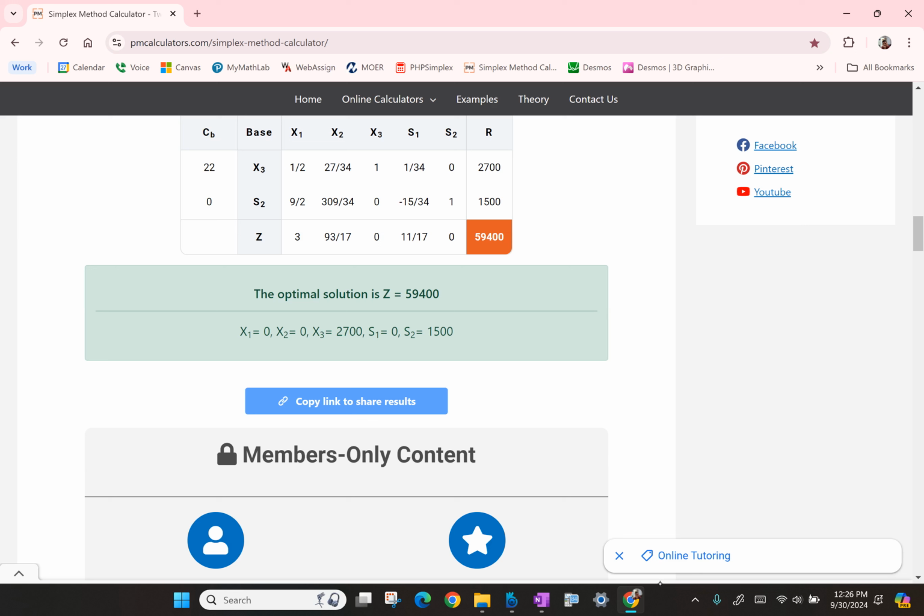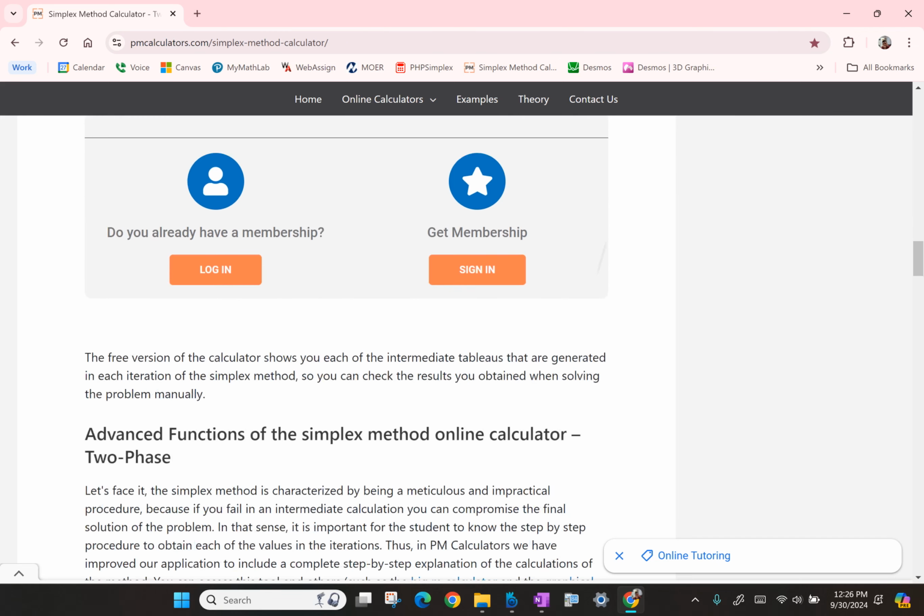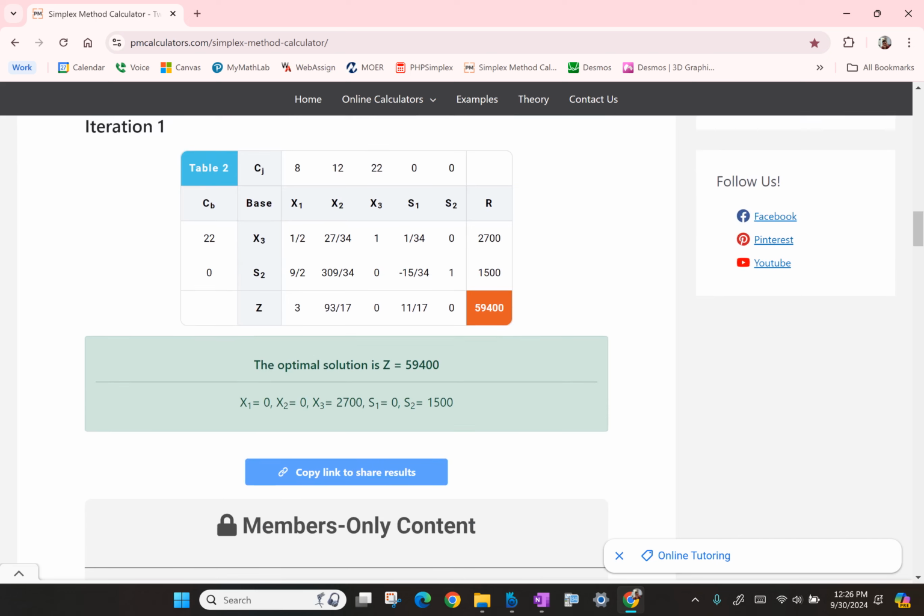There's a lot of other things that it gives you. There's this members only content down here. I'm not even sure what that is, but I'm not too worried about it. This is what we need. So I'm going to grab that information, copy it over to my note page, and then we'll take a look at what it means. So back over to here.